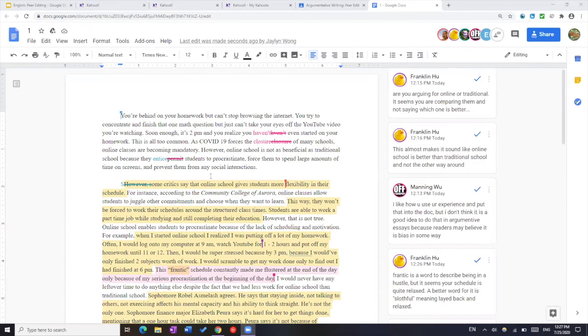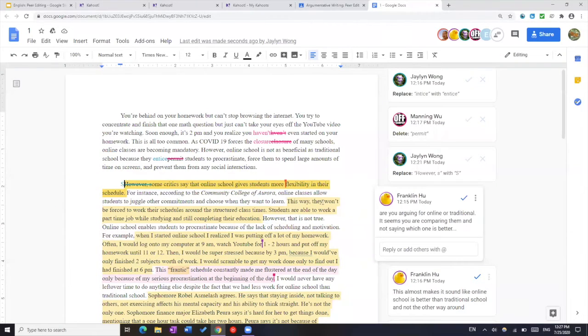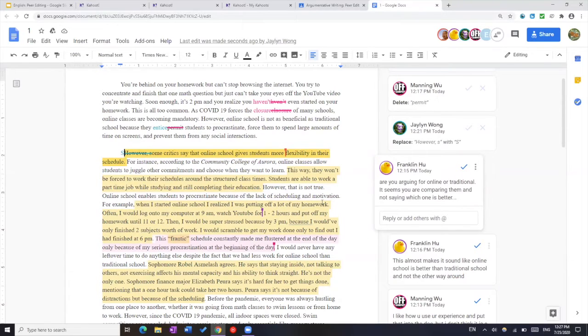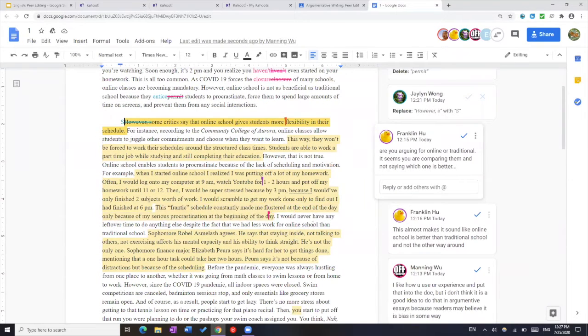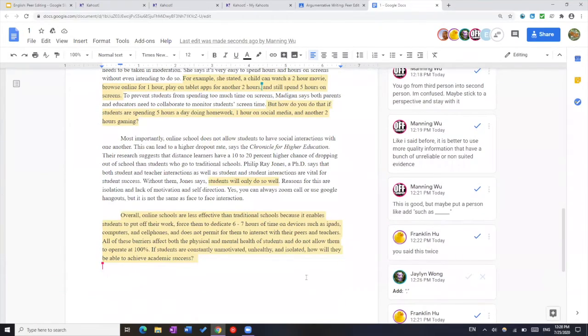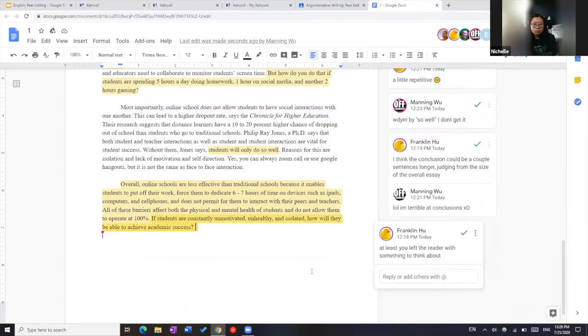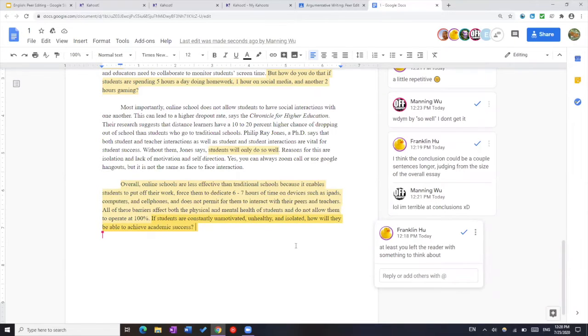Okay, so here Franklin says that it seems that you're comparing online school and traditional school. So that's a good point to note. So we have a lot of good comments. So if you wrote this essay, you should look over it later. I'll have the documents up, and you'll probably know if you wrote this essay. And then for the conclusion, it says that you left the reader something to think about, which is really good. So I think that was a good peer edit. Okay, we can go on to the second doc.